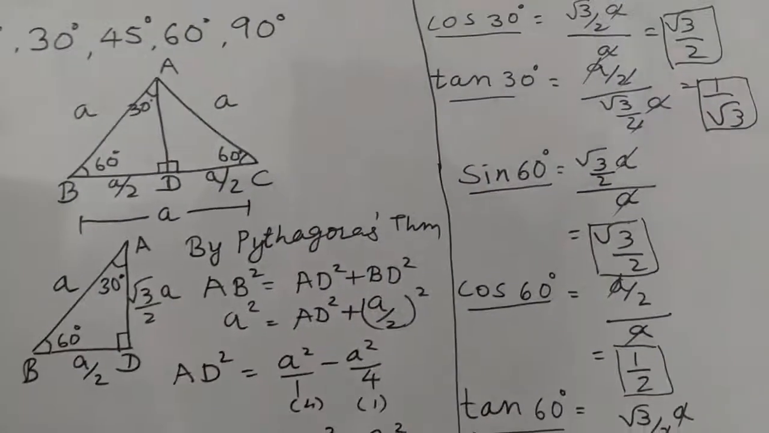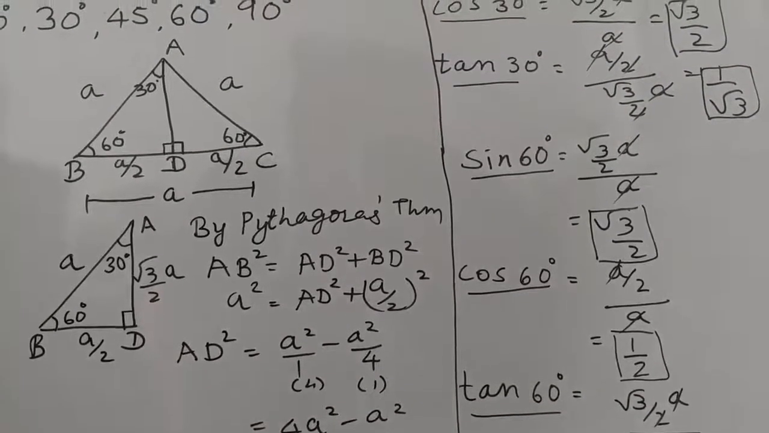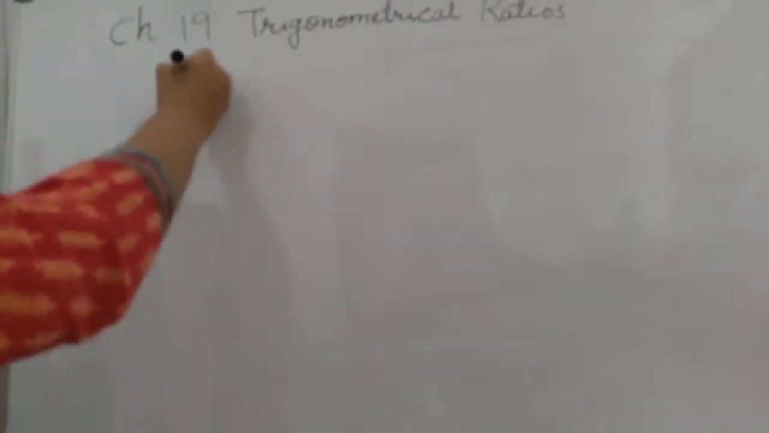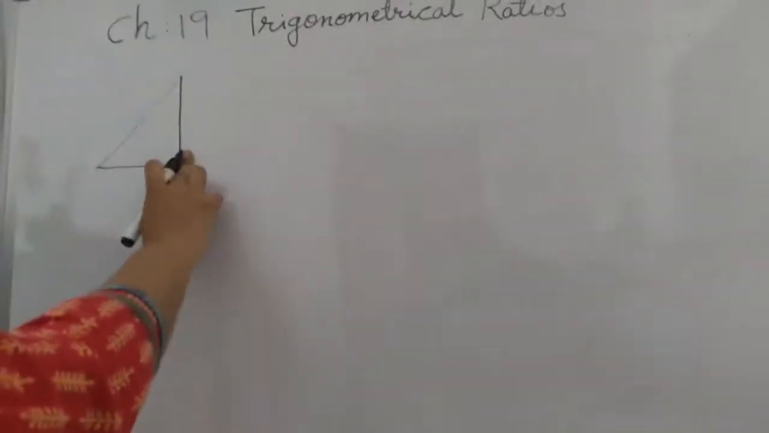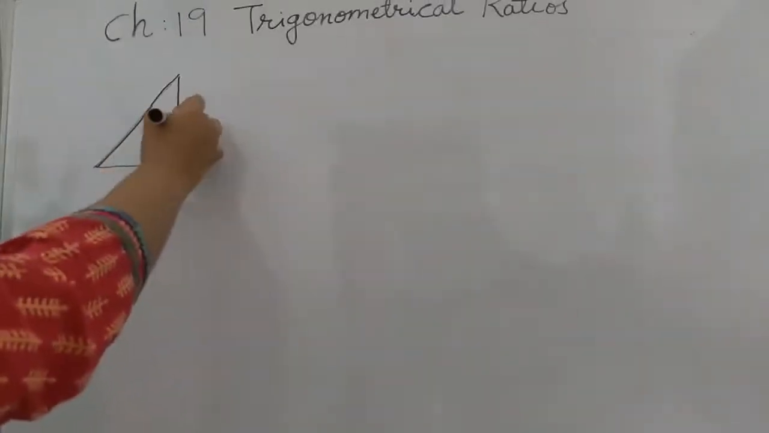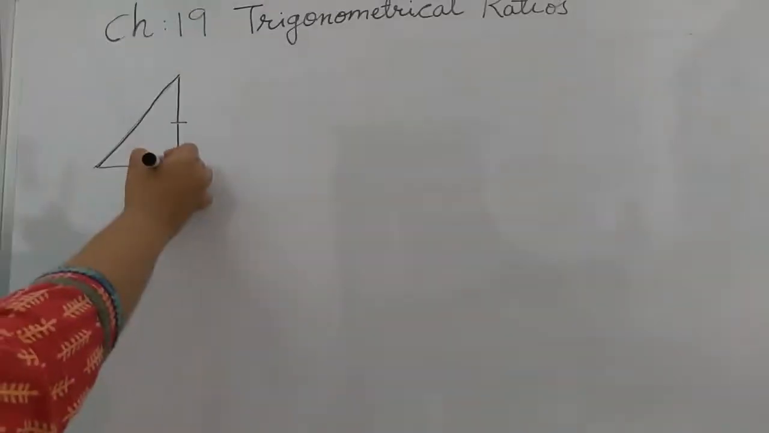So this way, using our geometry knowledge, we can get all these values, students, and it is very important to remember to solve further questions of the next exercise. Now after 30 and 60 degree, we want 45 degree. So for that I draw here an isosceles right angle triangle. You can see isosceles means two sides are equal and it is also a right angle here.